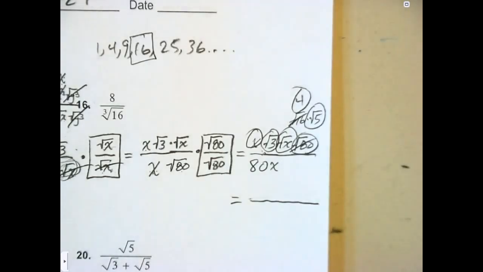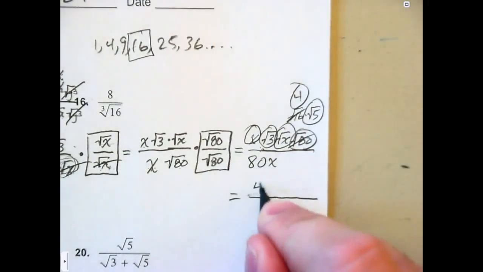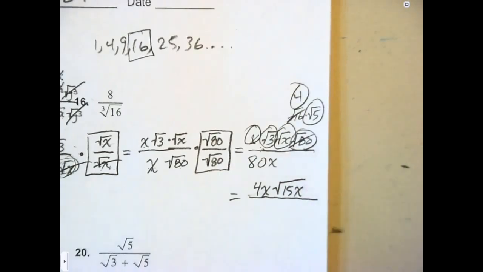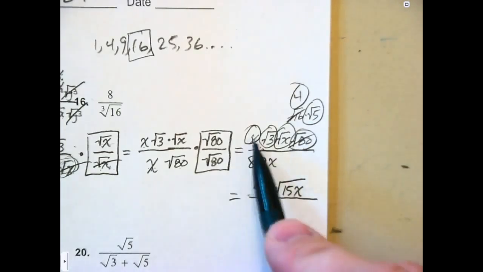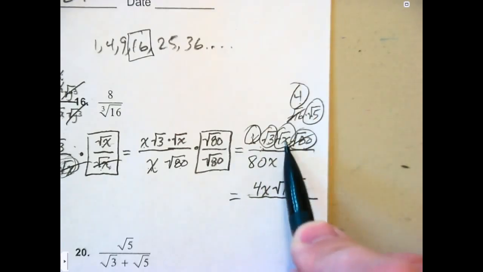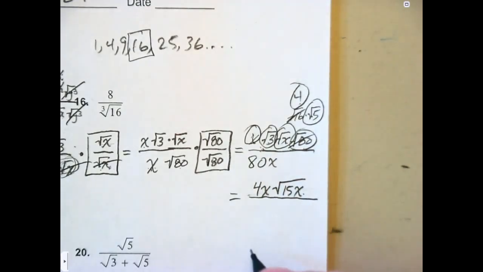All right, very good. Volunteer, what's on top? Tara? 4x and square root 15x. Yep. Good job. 4x, root 3 and root 5 is root 15 and root x. What do we have on bottom? 80x.